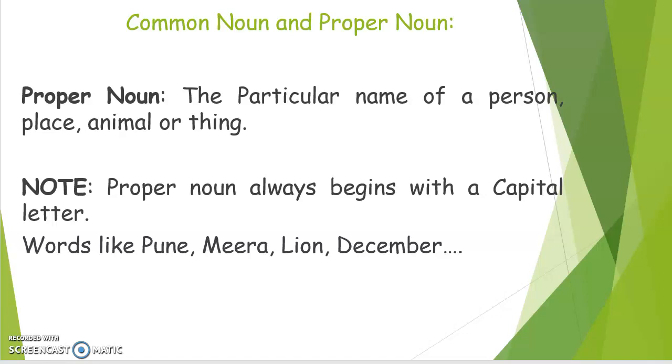Like Pune. Now there are various places, but Pune is being specified. Now we have different names nowadays, right? But Mira, the name of a person, is being specified. There are various animals, but the lion, this is being specified. There are various months in a year, but yes, December is specified, which means any specification or a particular name is known as proper noun.